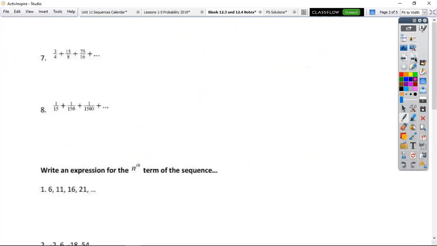So here's another. Your sequence goes 3/4, 15/8. So the first thing you want to do is find the ratio. Second term divided by first term, if you're not great with patterns, this works every time. So I would go 15/8 and divide it by 3/4. It's getting kind of blurry on me. 3/4. All right, what do we get, 5/2?